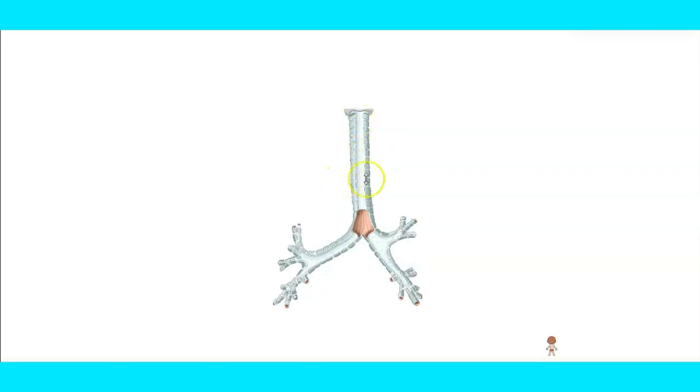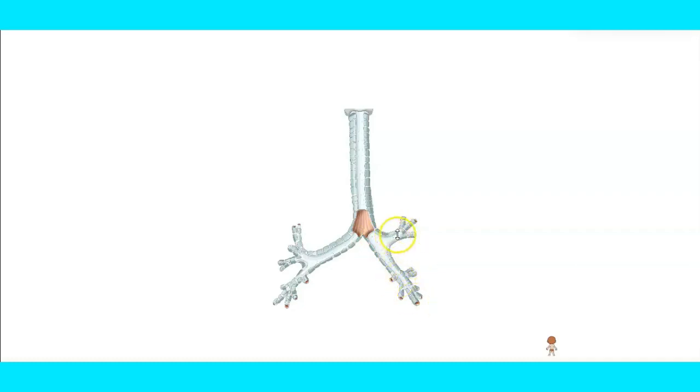Alright, so this is the posterior view of the tracheobronchial tree. This is the trachea, and this is the right side, and this is the left side. We've all discussed this, right? Here is the primary, this for the right. This is the primary, right? Divided into superior, middle, and inferior.